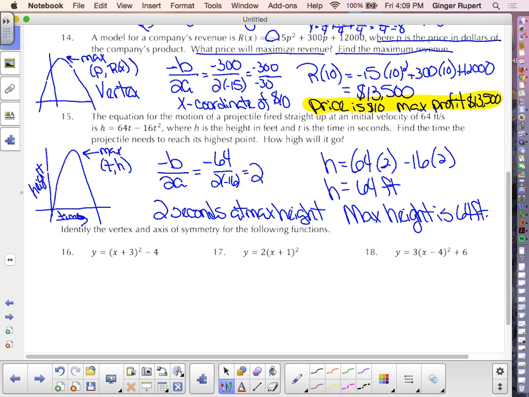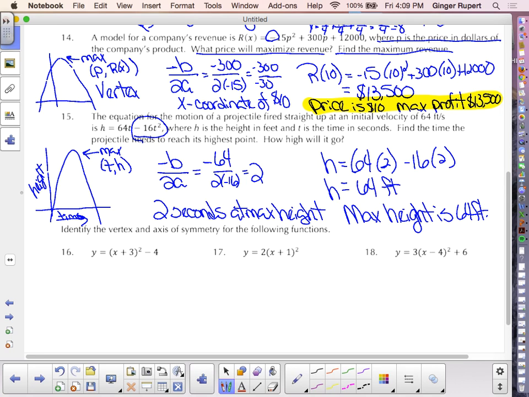Okay, and I did have a student think about that question, and it was a good question he asked. He said, well, if it starts out at 64 feet per second, why does it only go 64 feet after 2 seconds? And the answer to that question is right here in this negative 16t squared, which is the pull of gravity on that projectile. So that's why it takes 2 seconds for it to go 64 feet.